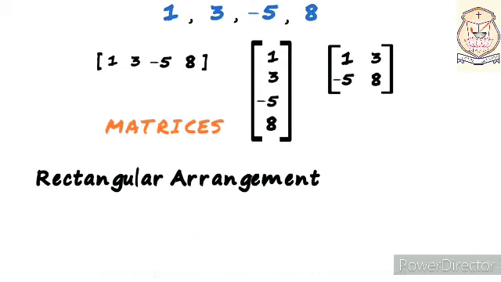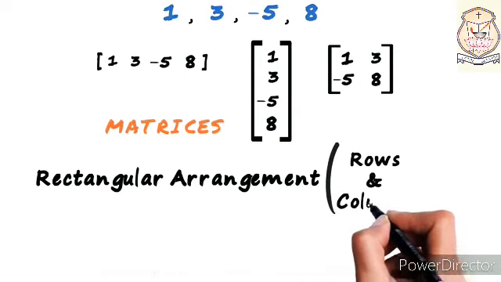A matrix is made up of rows and columns. The first matrix has 1 row and 4 columns. The second one has 4 rows and 1 column. And what about the third one? It has 2 rows and 2 columns. So a matrix is just a rectangular arrangement of rows and columns.